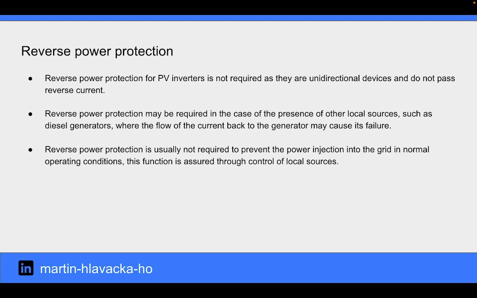Reverse power protection for PV inverters is not required as they are unidirectional devices and do not pass reverse current. Reverse power protection may be required in the case of the presence of other local sources, such as diesel generators, where the flow of current back to the generator may cause its failure. Reverse power protection is usually not required to prevent the power injection into the grid in normal operating conditions. This function is assured through control of local sources.